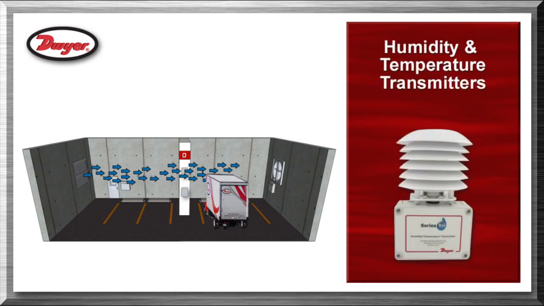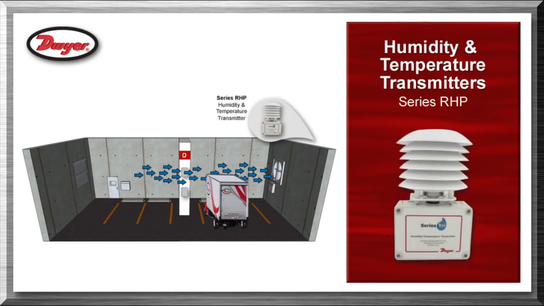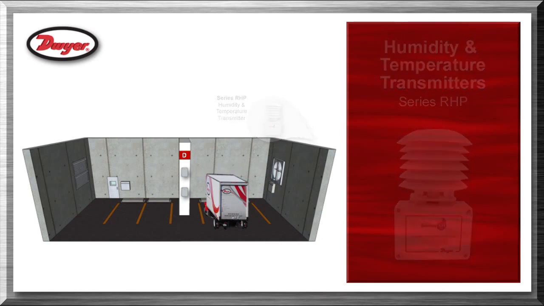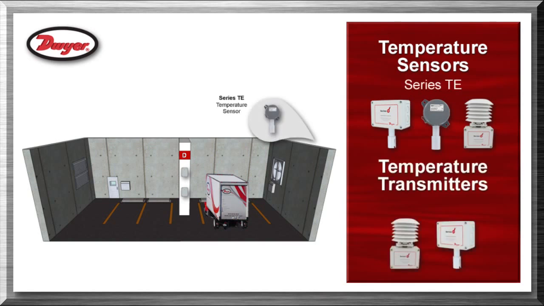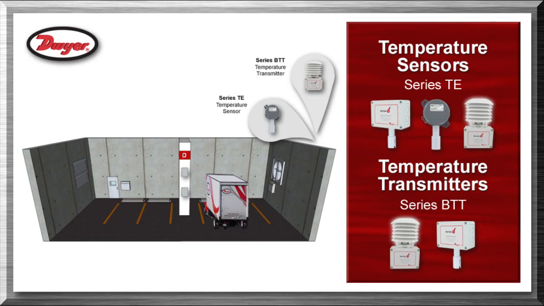Humidity and temperature transmitters, series RHP, are used outside the building to monitor the outdoor air humidity and temperature. Temperature sensors, series TE, and temperature transmitters, series BTT, are used outside the building to monitor the outdoor air temperature. Radiation shield, series RHRS, will ensure adequate airflow and shading to protect against radiated heat.